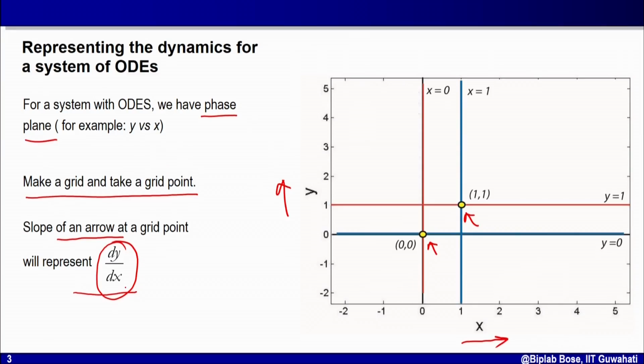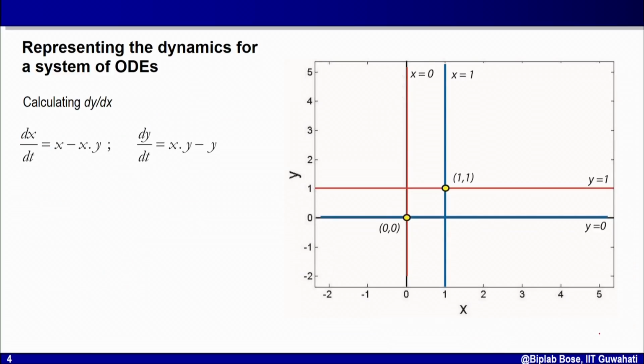But the issue is, how can I calculate dy/dx? Let us see with a particular example. We will take the old example of predator-prey. I have two ODEs here because I have two dependent variables, one representing the prey and the other representing the predator. Prey is x and predator is y. So I have dx/dt equal to x minus xy. This is the first ODE. The second ODE is dy/dt equal to xy minus y. It is a common system of ODEs that we have discussed earlier for predator-prey models.